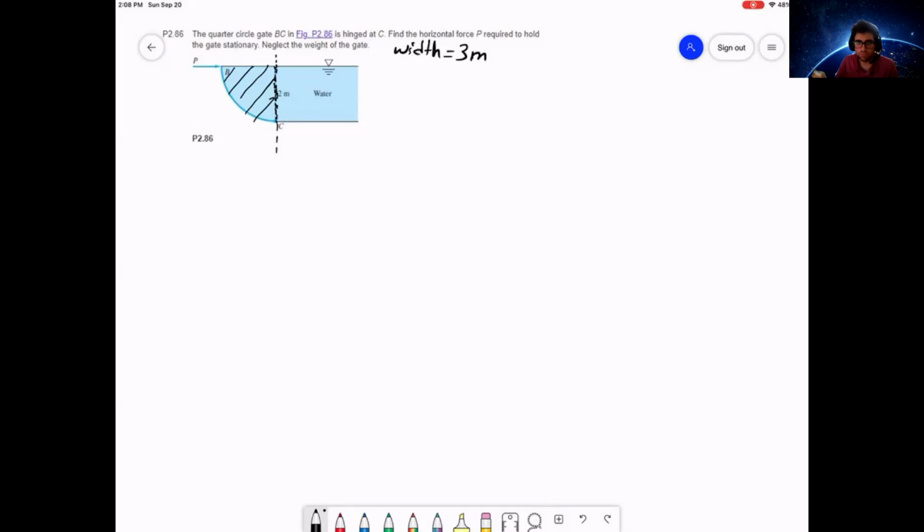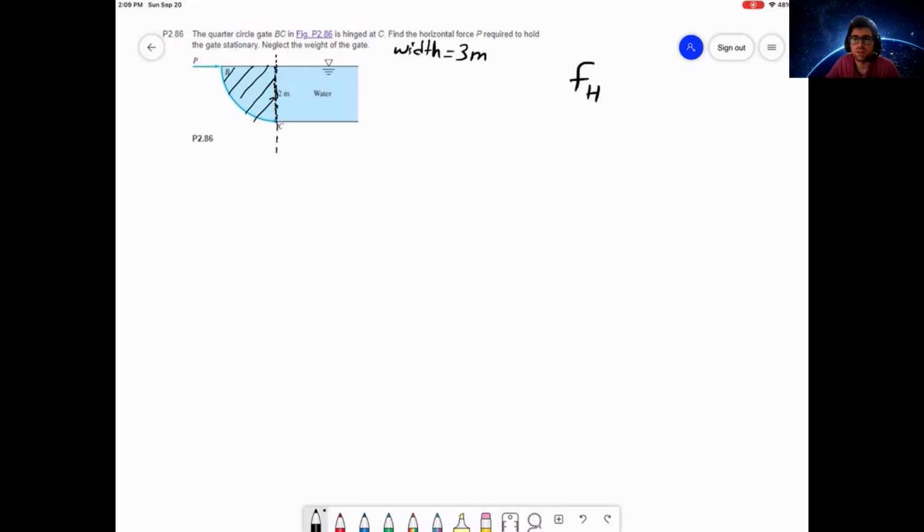Well, hopefully this should be simple, right? You have a flat surface. It's a rectangle. The height is 2 meters and the width is 3 meters. Now you can find the hydrostatic force on this flat surface. That's the first thing you do when you're dealing with curved surfaces. So let's call it find FH, the horizontal component, or the hydrostatic force on this flat surface.